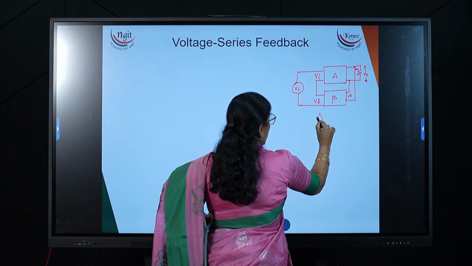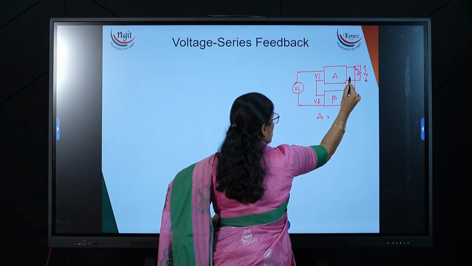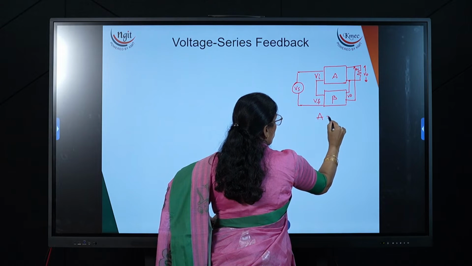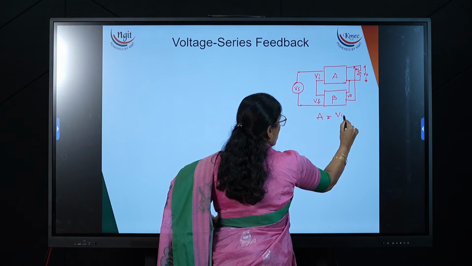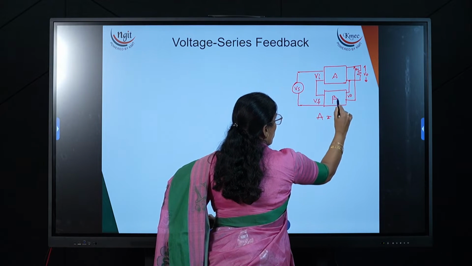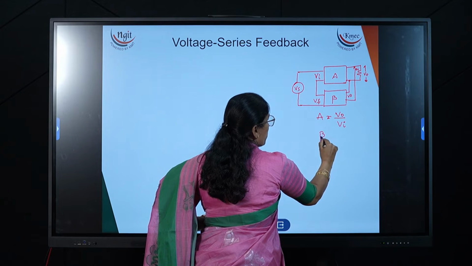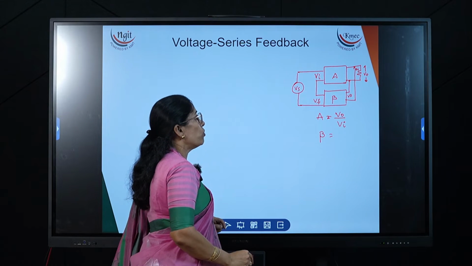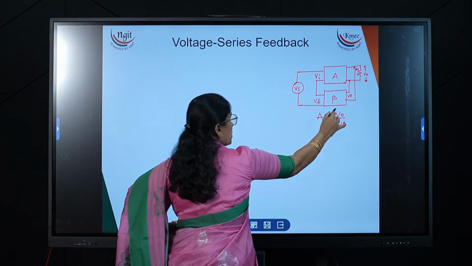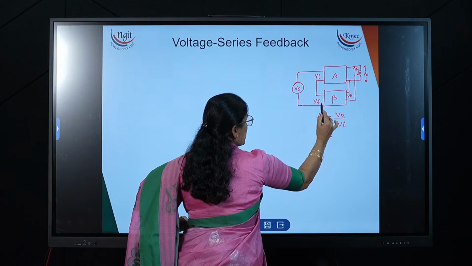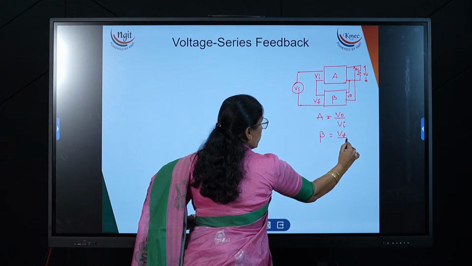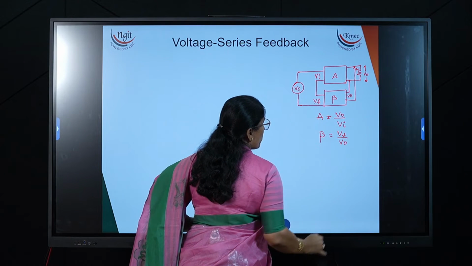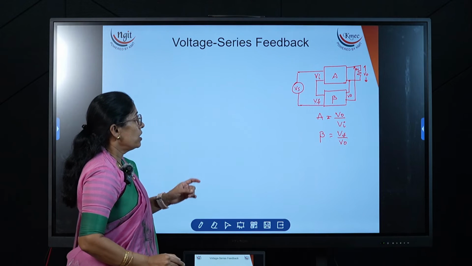Now what is A? The gain of this amplifier is the ratio of output to input. Output is V0 and input is Vi. Coming to beta, the feedback network, beta is output to input. For this feedback network, the output is Vf and the input is V0. We got these two expressions from this block diagram.